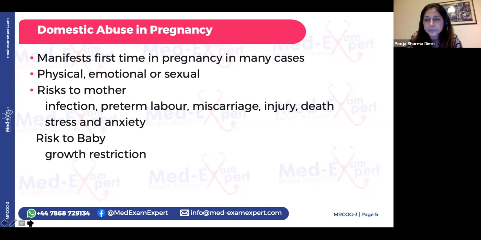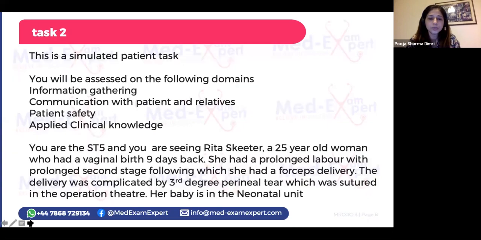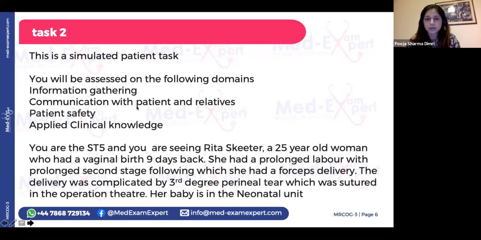So we have another kind of hidden agenda. Not that hidden, but it's not about finding the hidden agenda. It's about getting the history and then managing the patient. So we will go to the next station for you, and I will put 2 minutes on the clock. Okay, your time starts now.